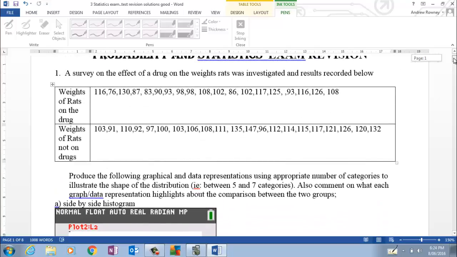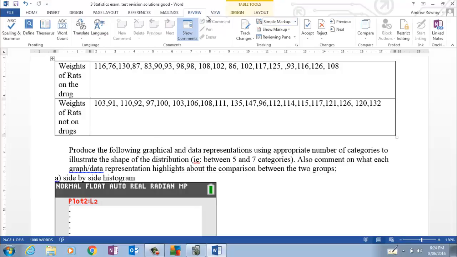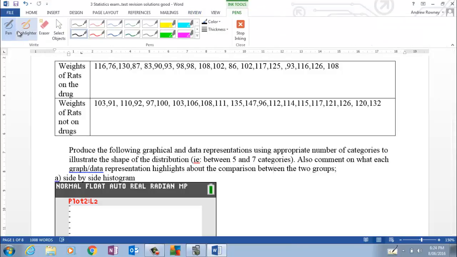We have to display the data in all the different graphical representations and data representations that we've learnt in class. The proviso being that we should have between 5 and 7 categories. The reason we want between 5 and 7 categories is because then it will actually display whether it's a normal distribution or not. If you have too many categories, the columns won't be high enough to actually give a normal shape to the histogram.